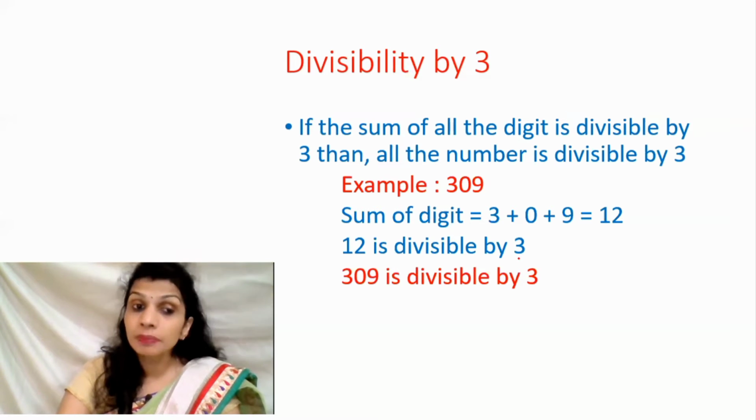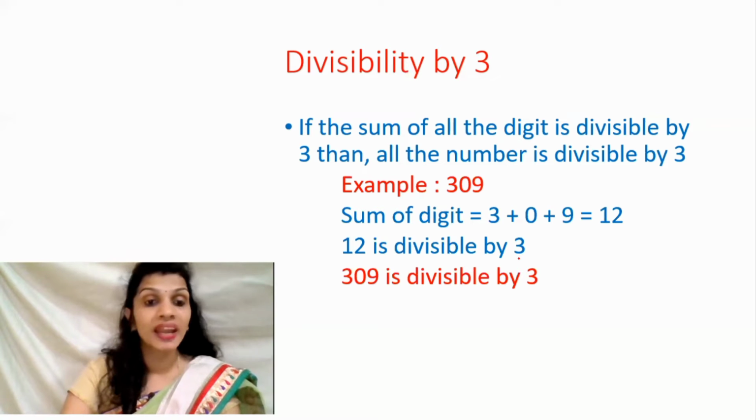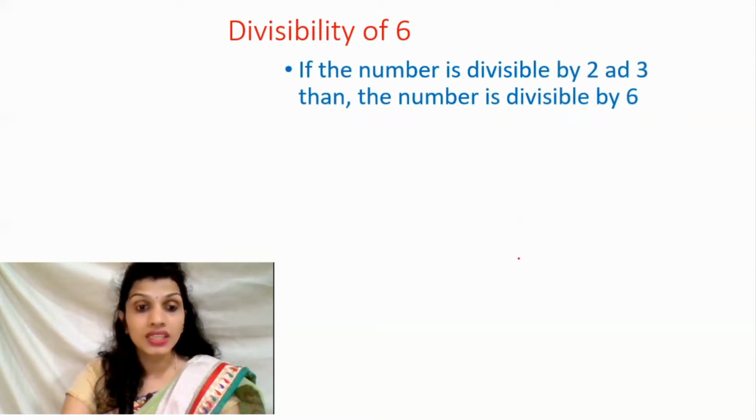So this is a simple and easy method. By seeing the number and just adding all the digits, you can tell whether that number is divisible by 3 or not. Now this was about divisibility by 3. Now let us read about divisibility of 6. The rule states that if the number is divisible by 2 and 3, then the number is divisible by 6. It means that if the number follows the rule of 2 and 3 both, then only it is divisible by 6.